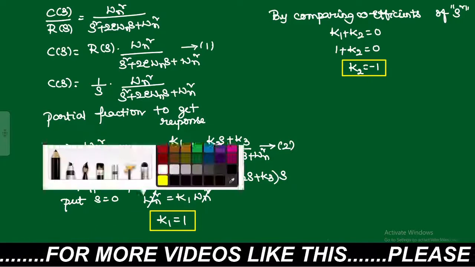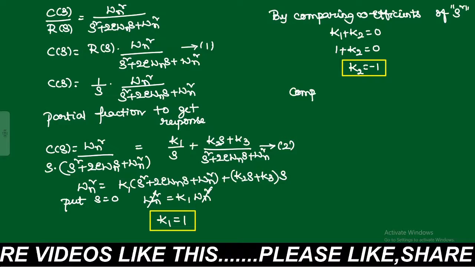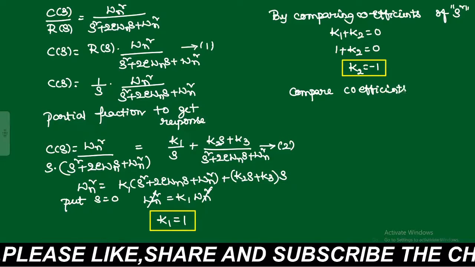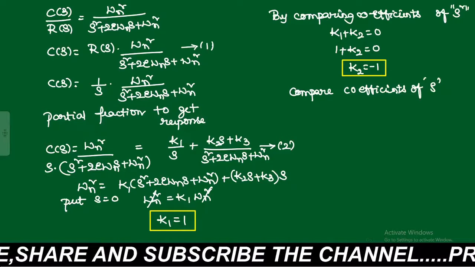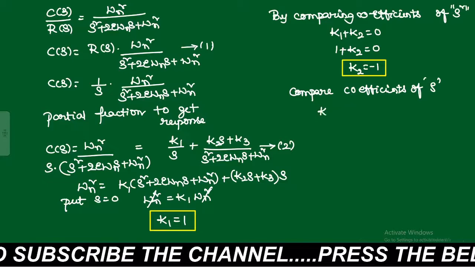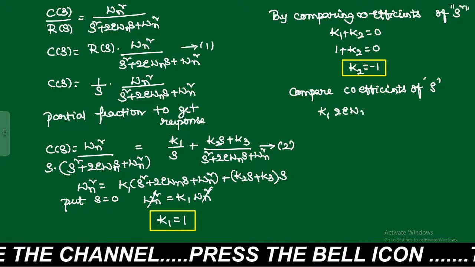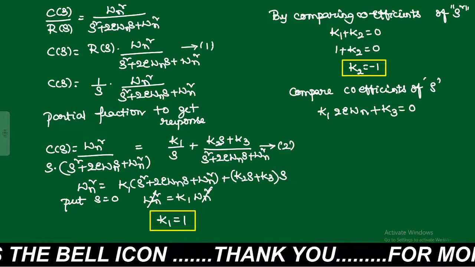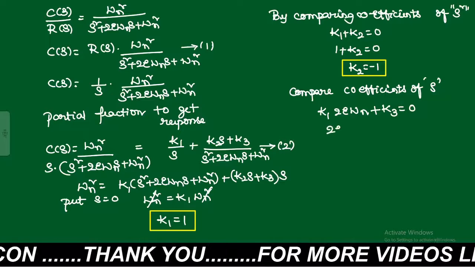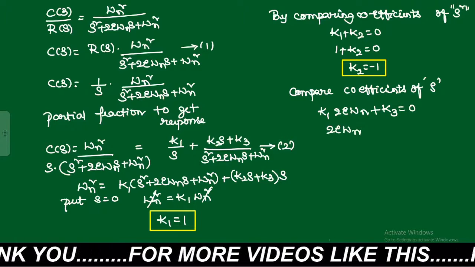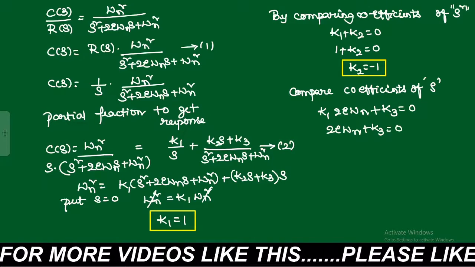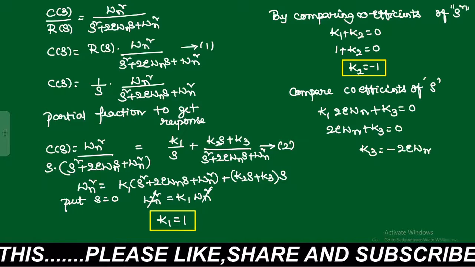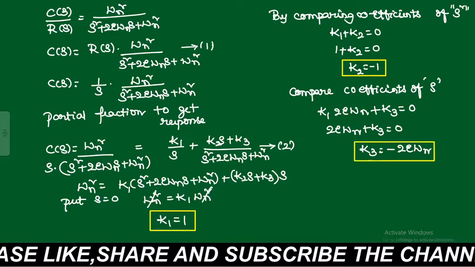Now let us compare the coefficients of s. What you are going to get is k1 into 2 zeta omega n. We have to compare the coefficients in equation number 2 only, and that becomes 0. Now we write 2 zeta omega n, because k1 is already known to be 1, plus k3 is equal to 0. So the k3 value is equal to minus 2 zeta omega n. Now you have the values of k1, k2 and k3.